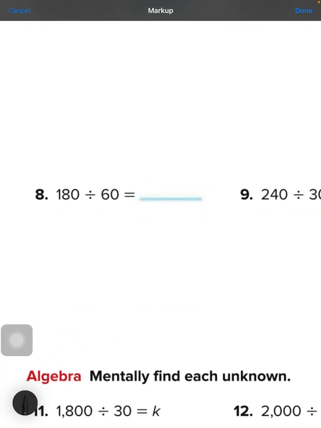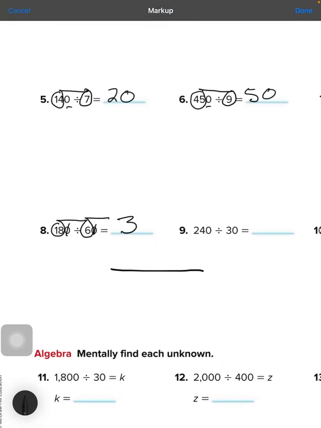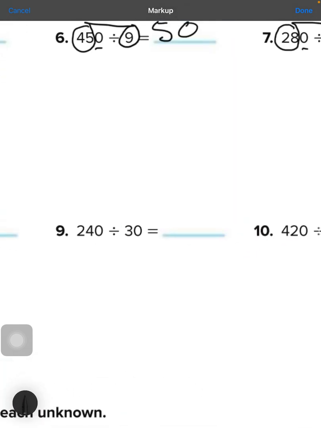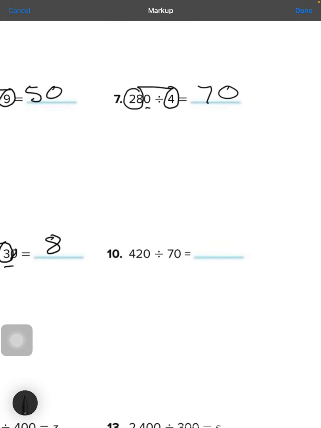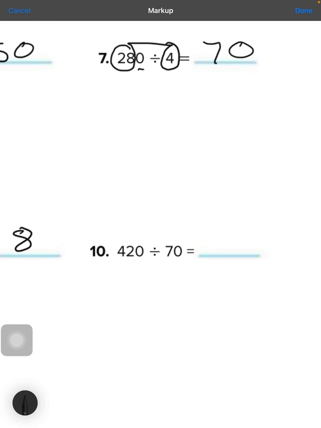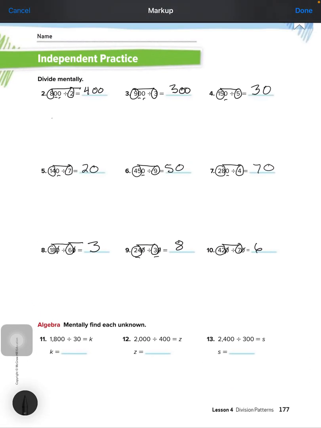Okay, now these are just the same as what you've been doing, except there's something else that we can do that's fun. There's a 0 here and a 0 here, so I can mark them both off. Then I have the basic fact of 18 divided by 6 equals 3. Okay, same story here. We can cross a 0 off in both the dividend and the divisor. So 24 divided by 3 is 8. Number 10. Wow, cross the zeros off again. 42 divided by 7 is a beautiful 6.